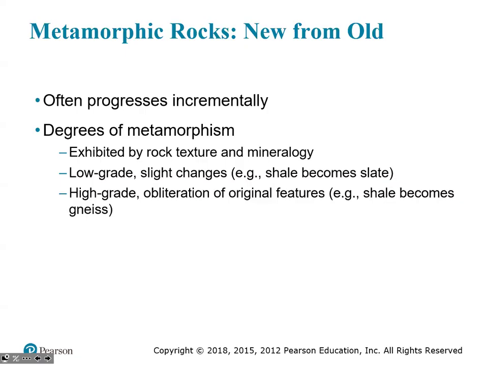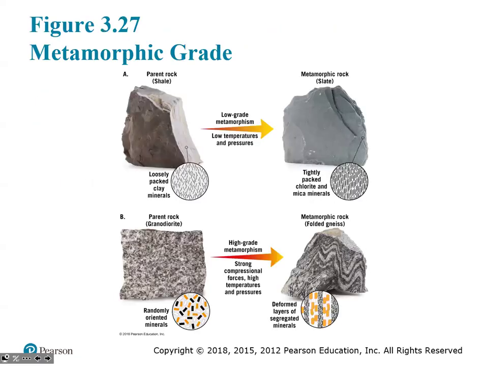But you can have high-grade processes like the obliteration of original features, where shale can become gneiss. And gneiss and shale don't look anything alike. Shale is a very fine-grained sedimentary rock. It's usually dark. Gneiss has distinctive colored layers. It's got different minerals in it. So here's shale, loosely packed clay minerals, to tightly packed chlorite and mica minerals.